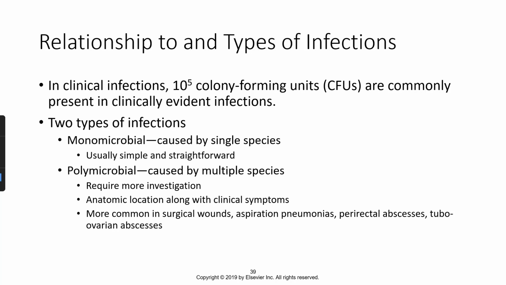Polymicrobial are caused by multiple species and they require more investigation. So if you have a patient that's been put on antibiotics and it kind of wiped out their normal flora, and now one species caused an infection, it increases the likelihood of a second species being able to come in and cause an infection as well. So being able to identify the first pathogen and the second pathogen is kind of tough, and trying to figure out the fact that there are two pathogens or more than two pathogens is a difficult situation. It's more common in surgical wounds, aspiration pneumonias, perirectal abscesses, tubo-ovarian abscesses.